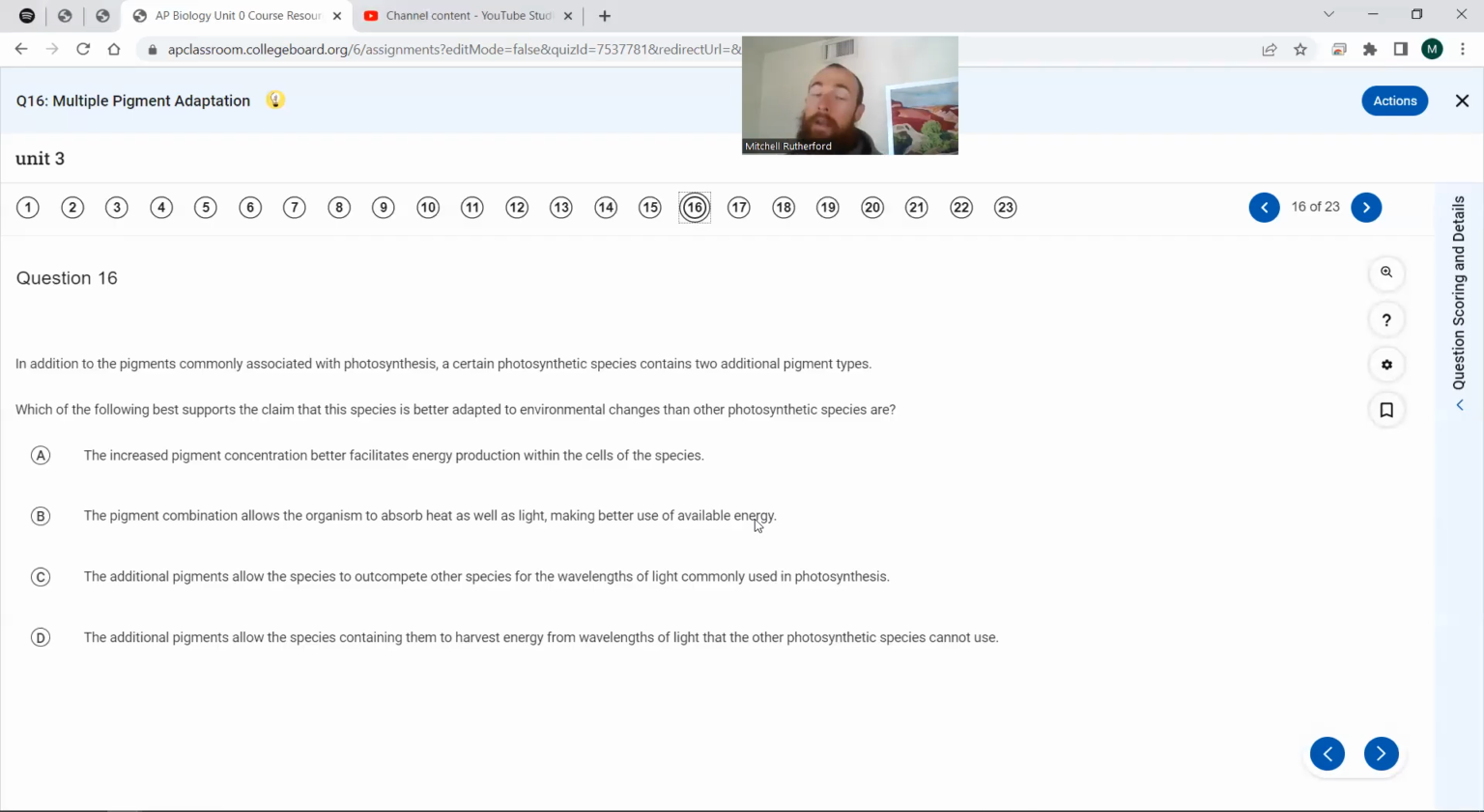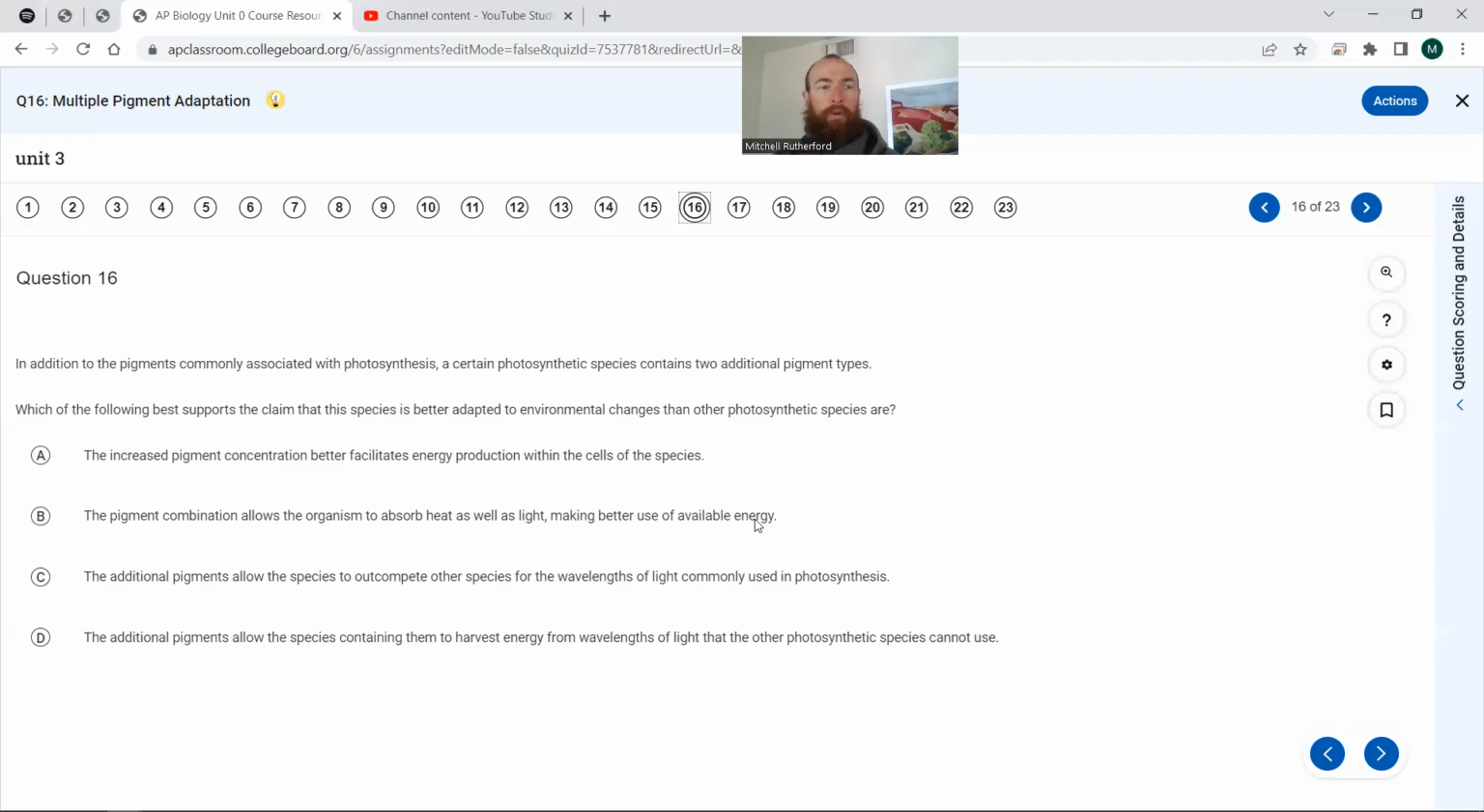Which of the following best supports the claim? Another one. Okay, that species is better adapted to environmental changes than other photosynthetic species are. Okay, this species. In addition to the pigments, a certain photosynthetic species contains, they're imagining a species that has 2 additional pigment types. Now, in normal plants we've got the P680 and the P700. I think that's what it is in photosystem 1 and 2. Now they're just saying there's more. So I'm thinking, okay, if we have pigments that absorb different wavelengths, and then we have 2 additional ones, we'll be able to absorb more light, right?